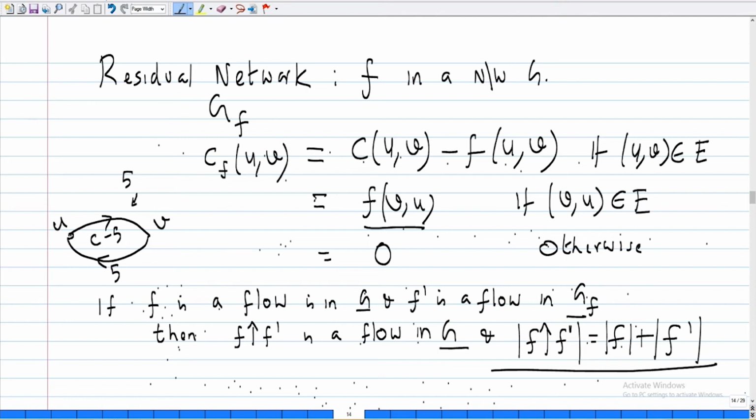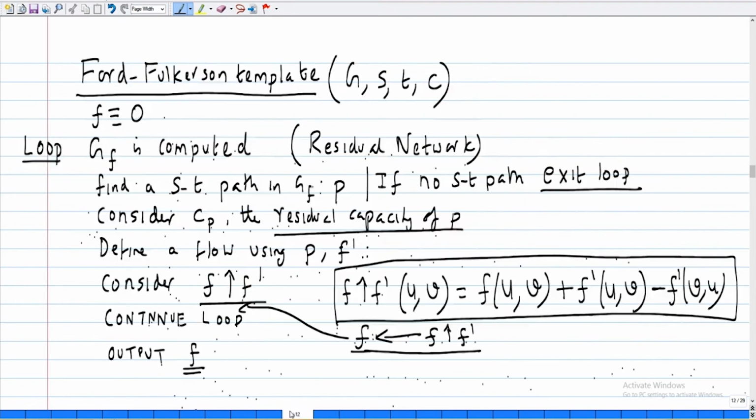Fine. Let's assume this for now. I will come to this in a minute. In the last 15 minutes of the lecture, I will write a proof for this. It's fairly easy and algebraic and pictorial also. It can be done very quickly. So now let us believe this. And now let us go back to the Ford-Fulkerson template. You start with a zero flow.